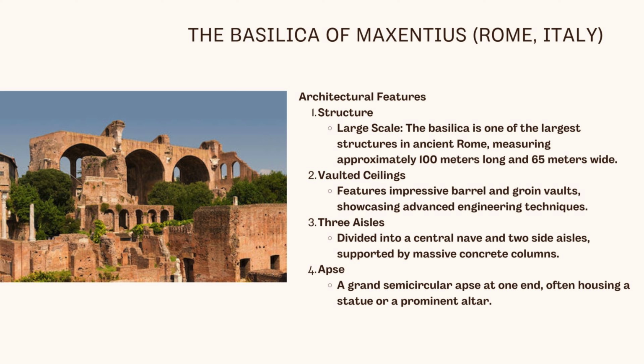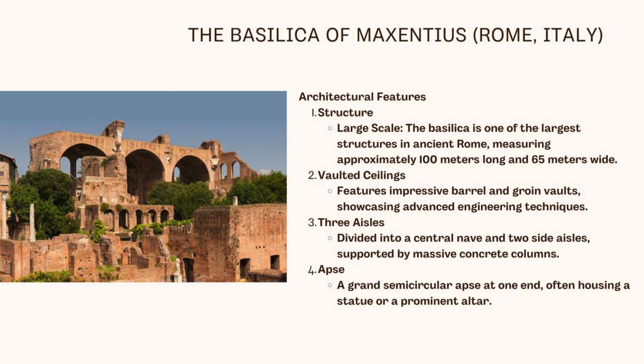Vaulted ceiling features impressive barrel and groin vaults, showcasing advanced engineering technique. 3 aisles divided into a central nave and 2 side aisles supported by massive concrete columns. Apse: a grand semicircular apse at one end, often housing a statue or a prominent altar.